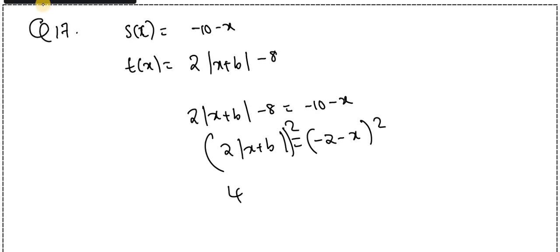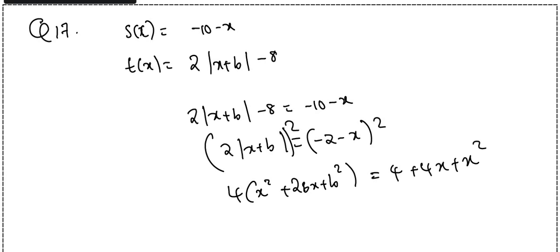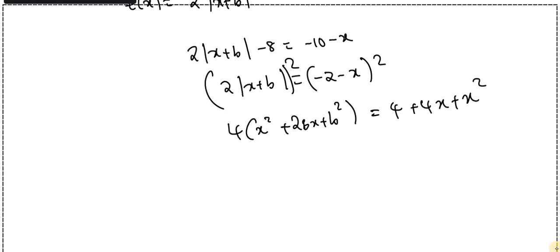When I do that, this will be 4x squared plus 2bx plus b squared, and then this here will be 4. And this is going to be 4x plus x squared. Then here I can just say we have 4x squared plus 8bx plus 4b squared. Then I'm having 4 plus 4x plus x squared.